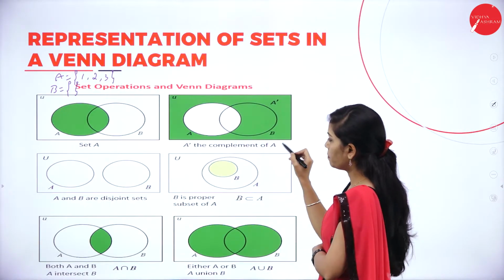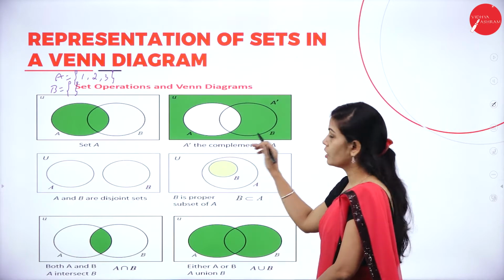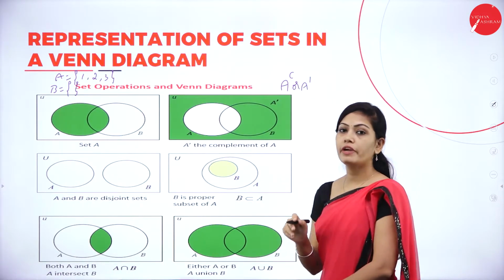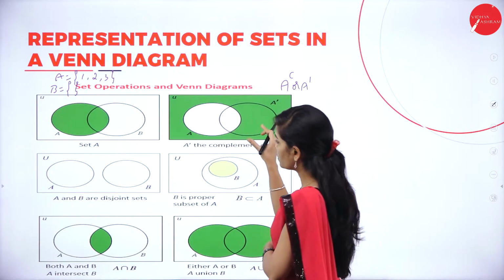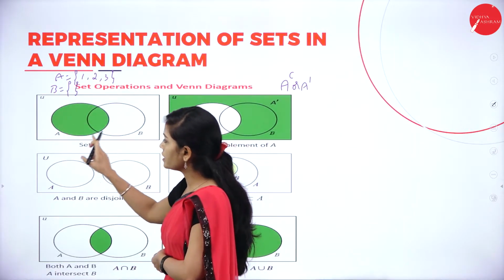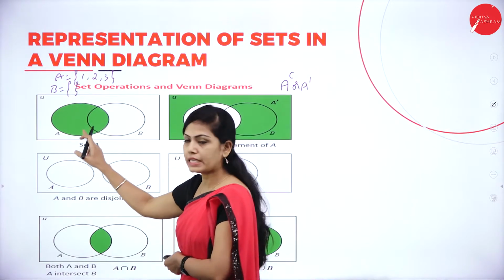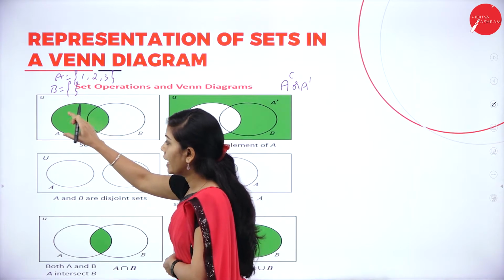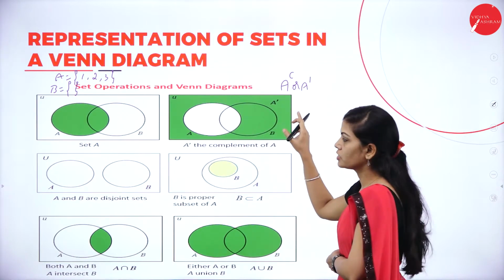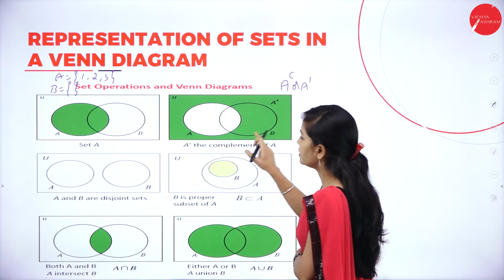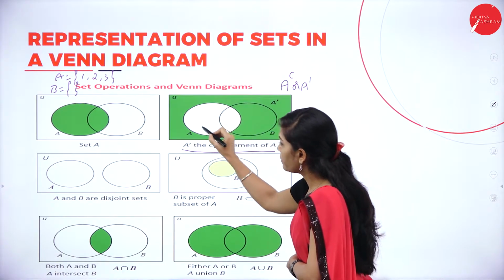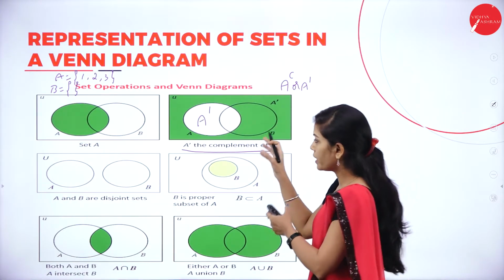And A complement: how do you represent the Venn diagram for A complement, or A dash? Here I have two sets A and B. Previously I explained this is the region of A, so I have shaded this region. What is the complement of A? Except this area, you shade the other region. That is called A dash, the complement of A. This is A dash. This is a very simple concept.